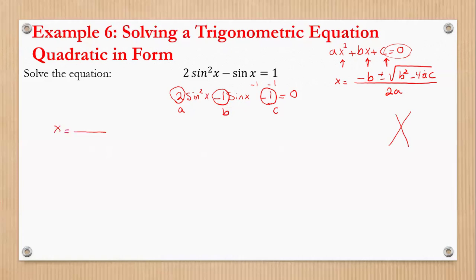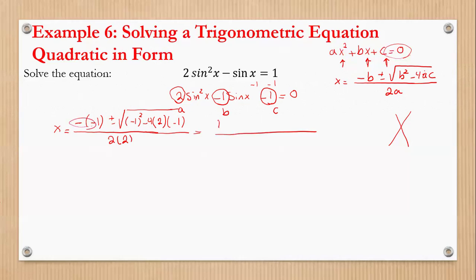So I replace the b by -1, minus 4 times, replace the a by 2, replace the c by -1, divided by 2 times a, which is 2 times 2. And I know negative times a negative is positive. I need to simplify inside the radical. -1 squared, which is 1. And I need to multiply these three terms: -4 times 2 times -1.